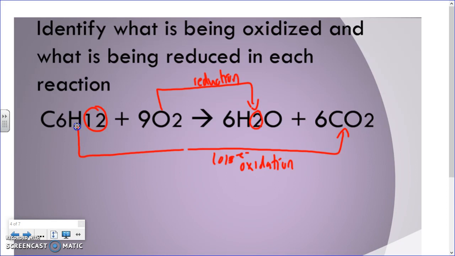Because this lost electrons. I'm sorry, well, this gained electrons. My bad. This gained electrons and became water. So in this reaction, this guy here was oxidized because it lost all its hydrogens. And this guy here was reduced to water.